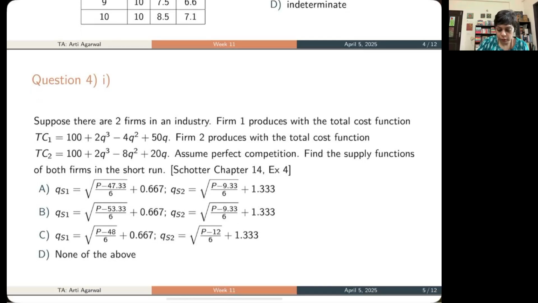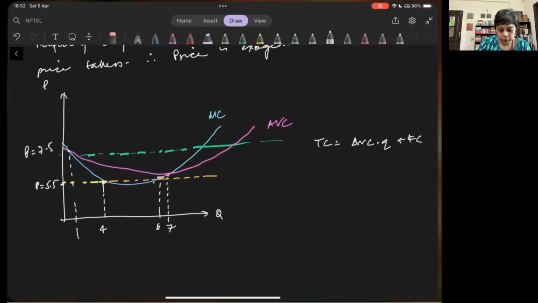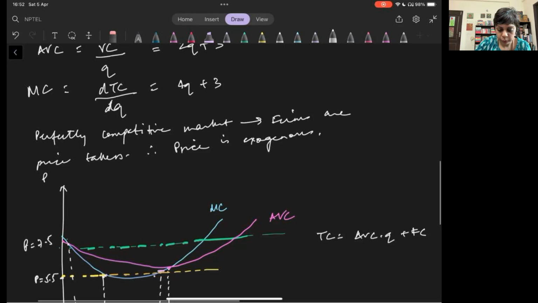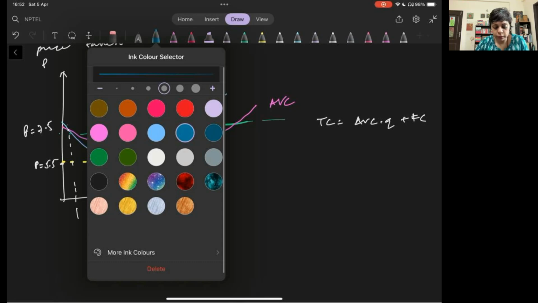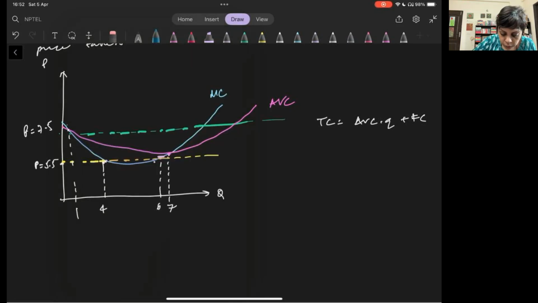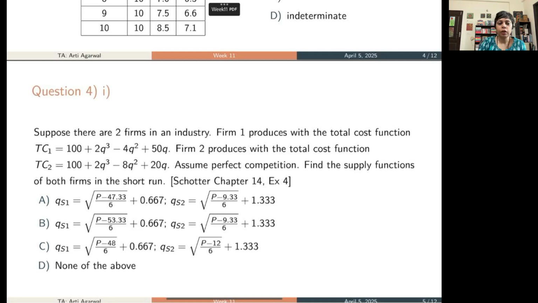Supply curve, I forgot to mention this before, but basically the supply curve is the part, let me explain in this diagram only. It is the part of the marginal cost curve which is above the average variable cost. So this dark blue part, which I've drawn as a thick line, that is your supply curve. So the supply curve is defined only as that part of the marginal cost curve which is above the average variable cost curve.